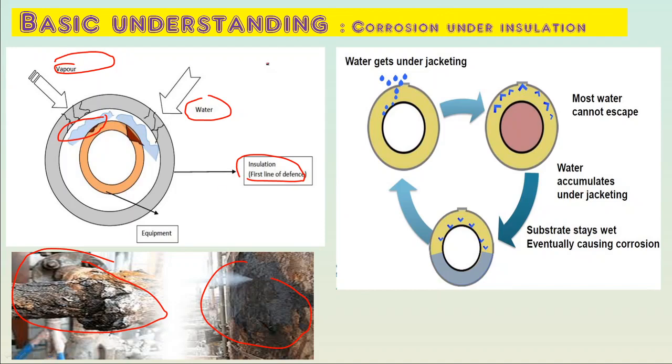So see how here there is insulation damage. Now atmospheric water through the rain or moisture gets into the system, and most of the water cannot escape. Some of the water can escape, but most of it remains. So this insulation stays wet for a longer period. Water accumulates under the jacket, the substrate stays wet, eventually causing corrosion. So the pipe remains wet for a longer period, and it will cause corrosion. So this is the basic mechanism.